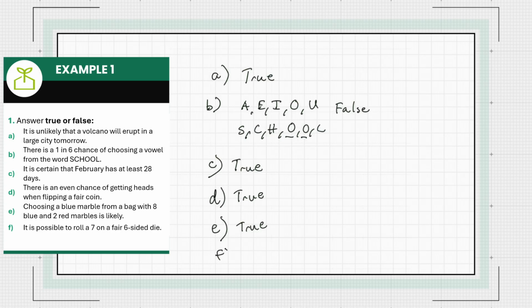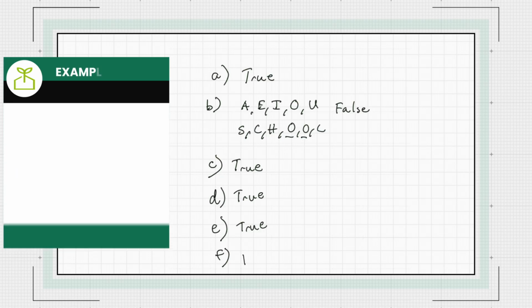Okay, let's look at F. Okay, it is possible to roll a 7 on a fair 6-sided die. It is not. So all the sides of a 6-sided die go up to 6. There's a 1, 2, 3, 4, 5, and a 6. There is no 7, so it's impossible. So this is false.